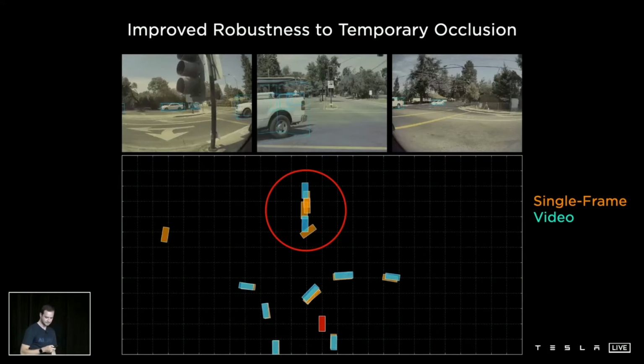So we also saw this improved robustness here to temporary occlusion, where we have this video neural network instead of the single frame, and also because we're doing this in vector space instead of image space. But the most important thing with the video compared to the single frame, by using the recurrent neural network, is that we can remember what has been going on beforehand.